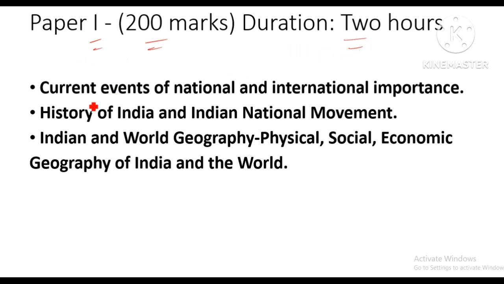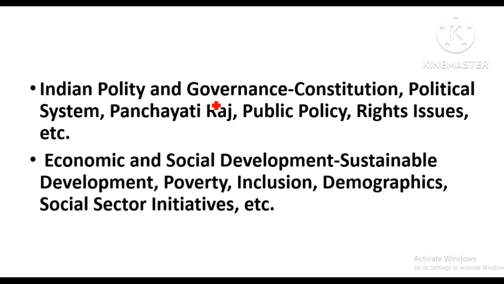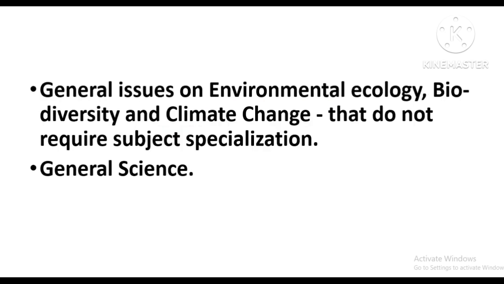And for prelims paper 1, the detailed syllabus is current events of national and international importance, history of India and the Indian national movement, Indian and world geography, and also Indian polity, governance, constitution, political system, panchayati raj, public policy, rights issues, etc. Economic and social development, poverty, inclusion, demographics, and social sector initiatives. Then general issues on environment and ecology, climate change, and biodiversity that do not require subject specialization. And next is general science.